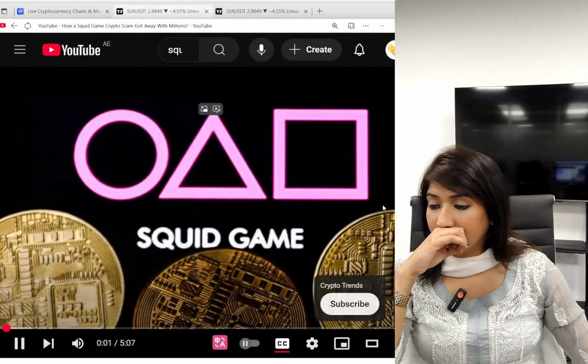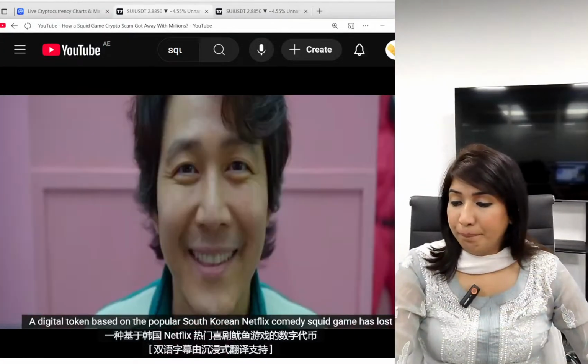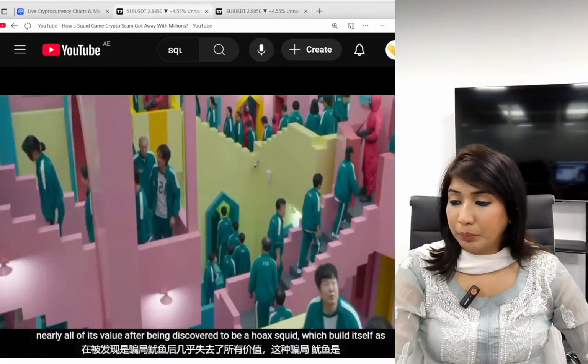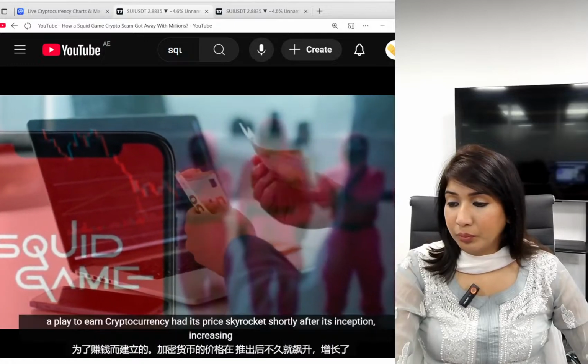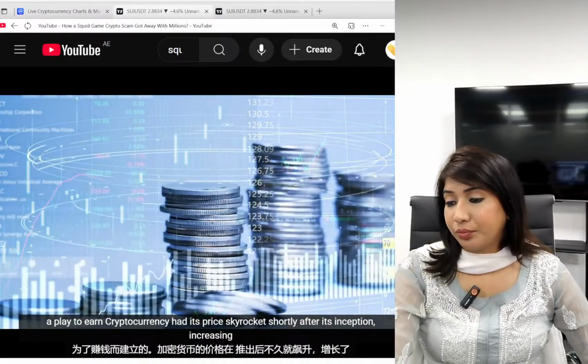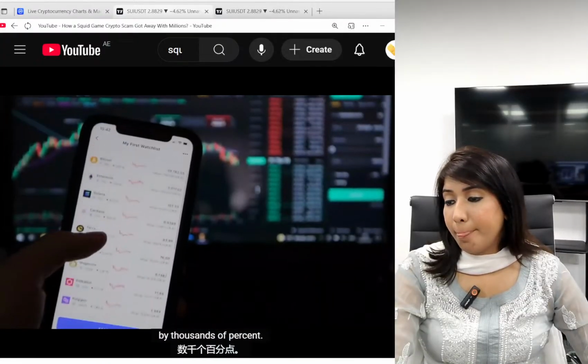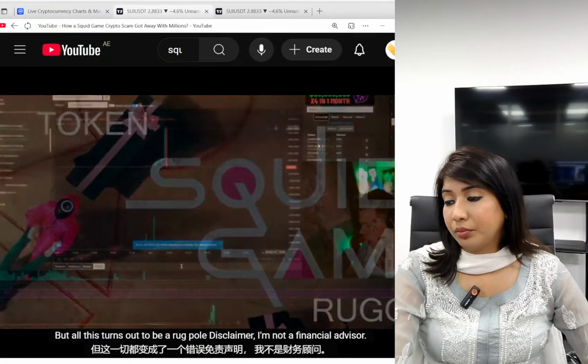A digital token based on the popular South Korean Netflix comedy Squid Game has lost nearly all of its value after being discovered to be a hoax. Squid, which billed itself as a play-to-earn cryptocurrency, had its price skyrocket shortly after its inception, increasing by thousands of percent. But all this turns out to be a rug pull.